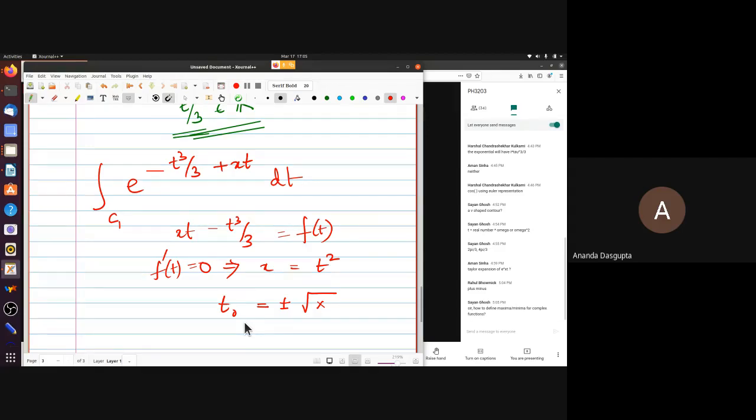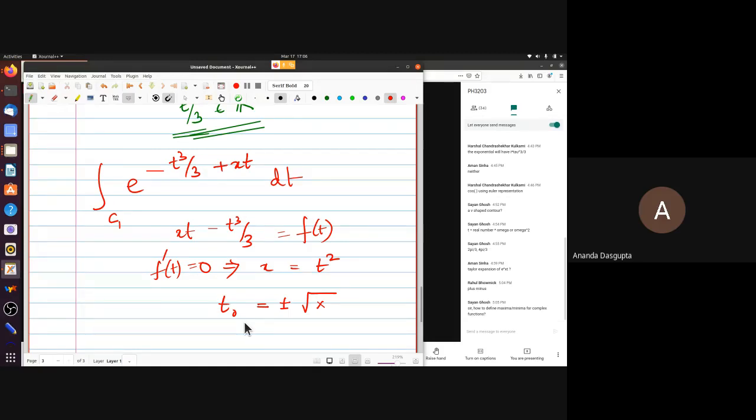Okay, Sharon has a very pertinent question: how to define maxima and minima for complex functions. That is a pertinent question. And I deliberately did not answer that, or even ask that, in the hope that somebody would raise that question. We will answer that soon.